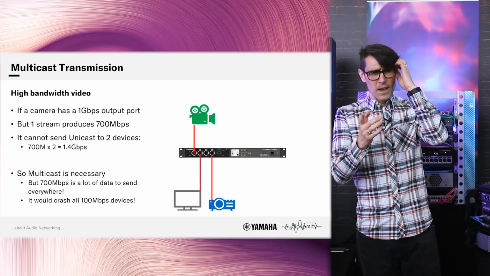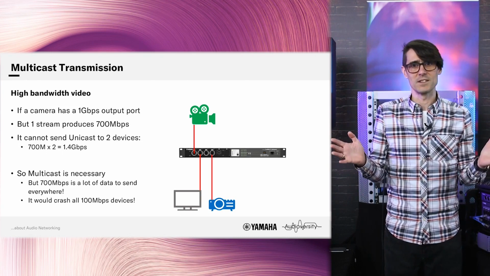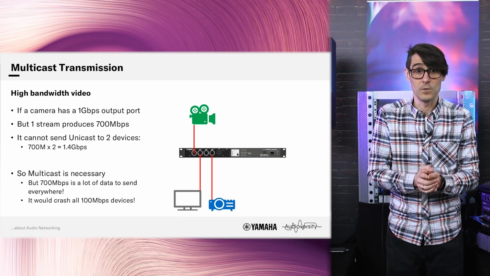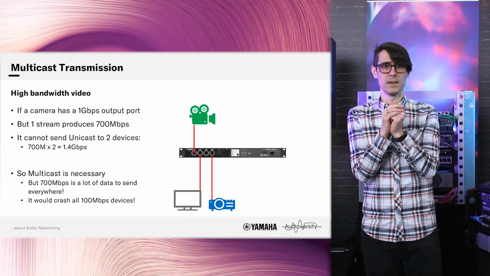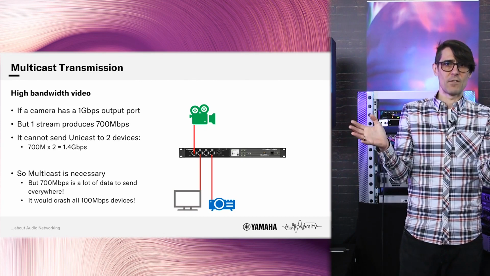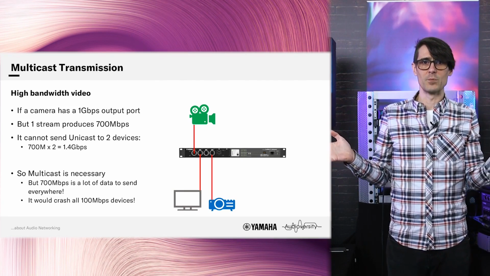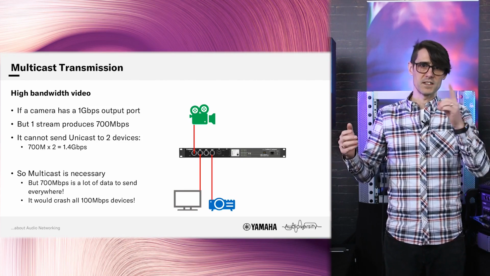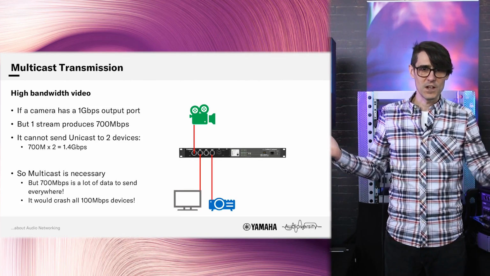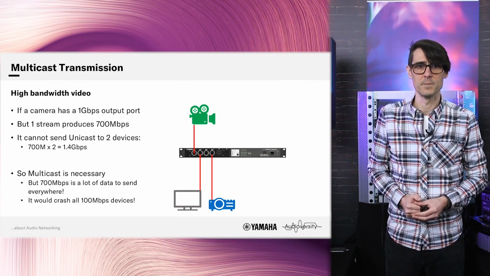But what if your multicast transmission is high bandwidth? You can run into trouble. Look at this example here. If you've got a camera which has a 1 gigabit per second output port, let's say one HD SDI stream is 700 megabits per second.